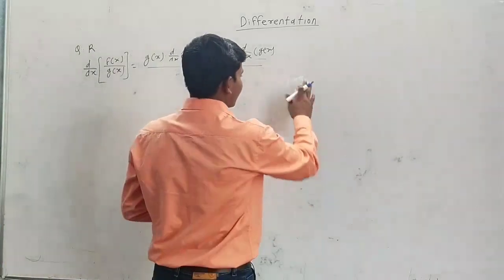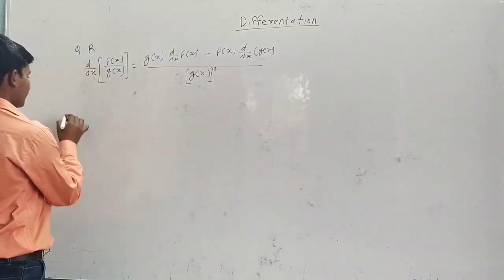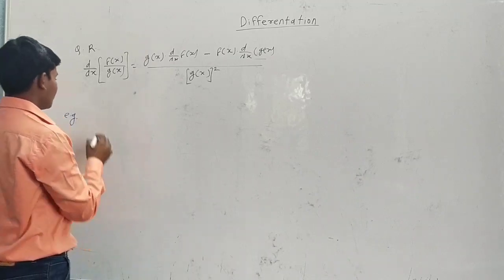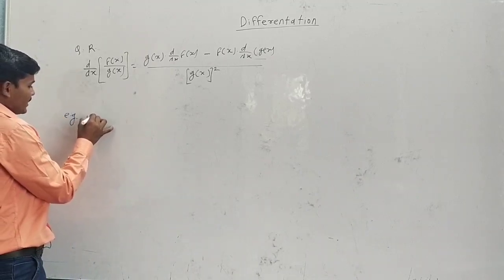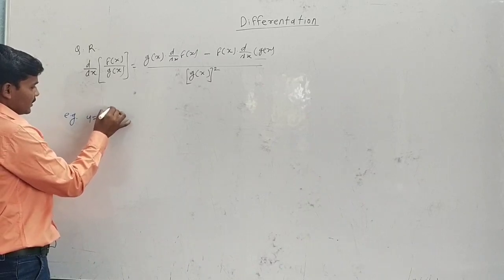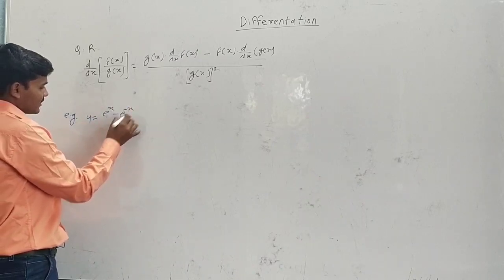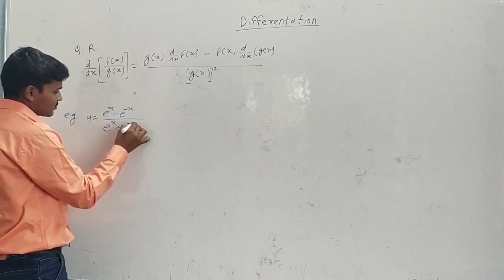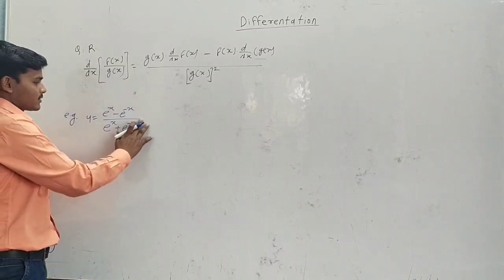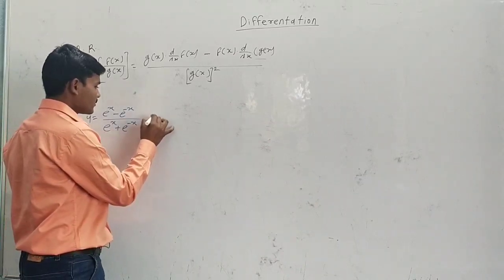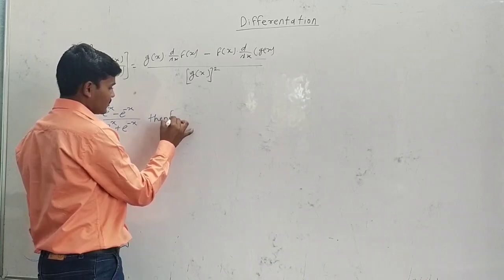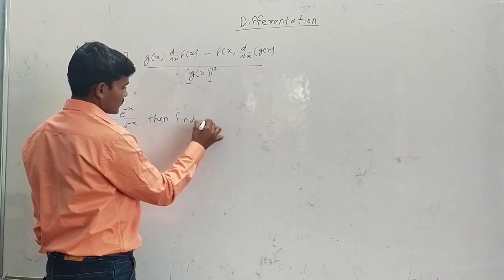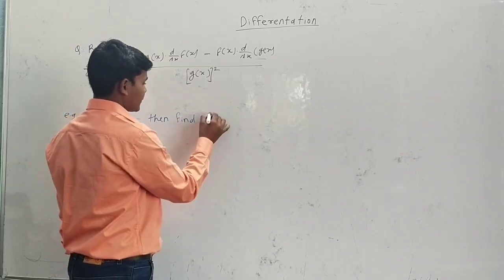Now take one example on this. Example: if y equals e raised to x minus e raised to minus x divided by e raised to x plus e raised to minus x, then find dy by dx.